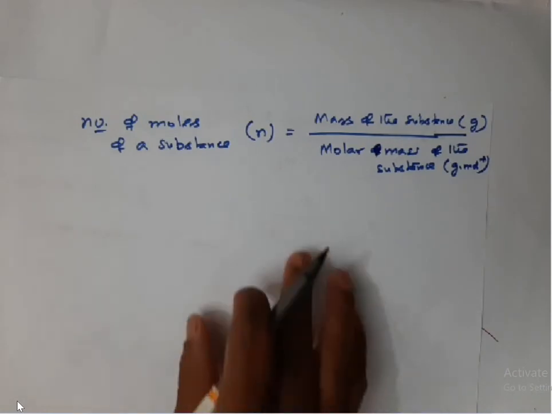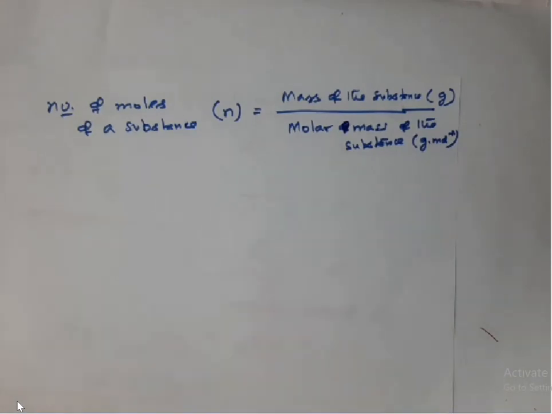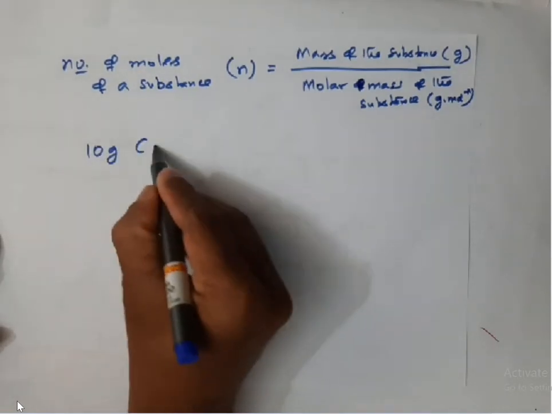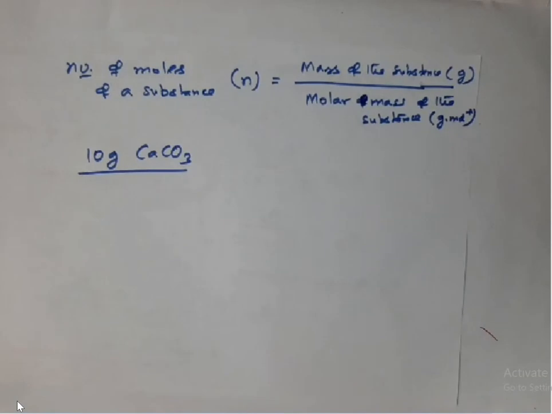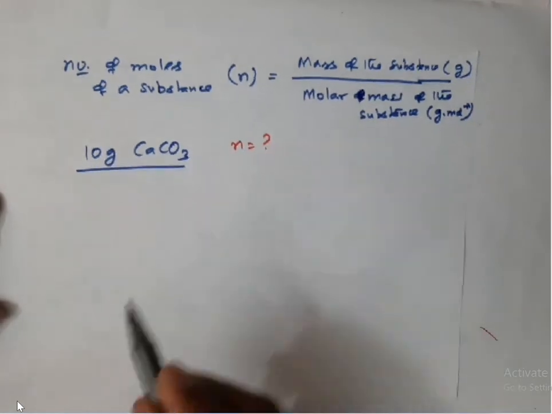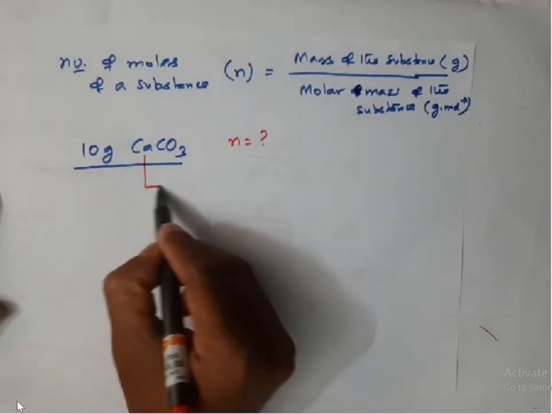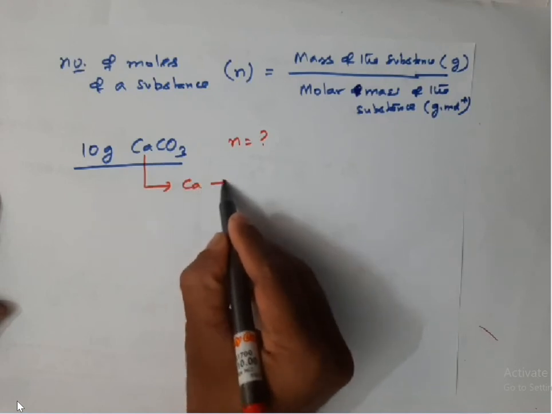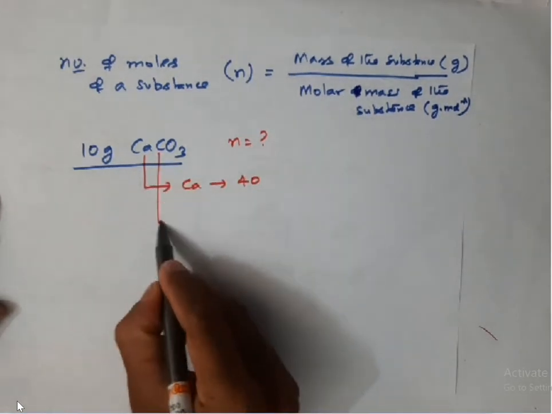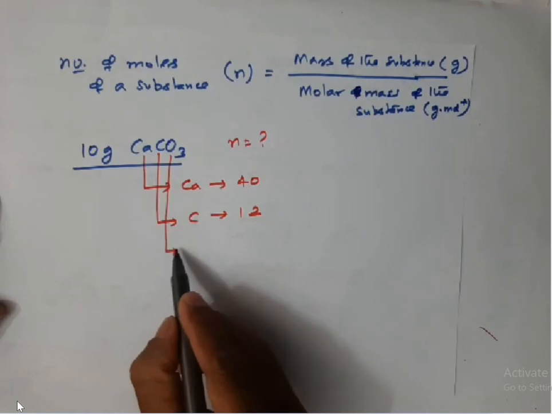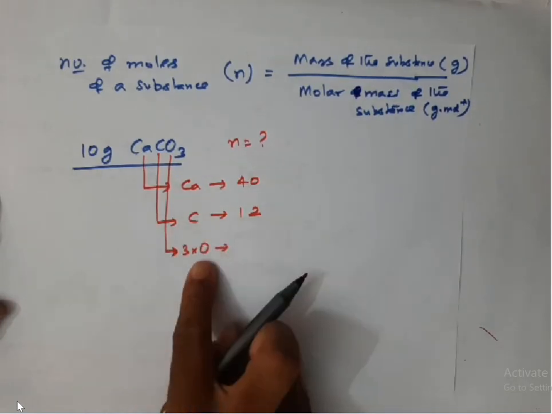So if you know the mass of the substance and the molar mass, you can find the number of moles. Just for practice, students, listen: 10 gram of calcium carbonate. How many moles are there? How to calculate the number of moles? You must know the molecular weight of calcium carbonate. For calcium, atomic mass is 40. For carbon, atomic mass is 12. We have 3 oxygen here, and for each oxygen atomic mass is 16. 16 into 3 is 48.